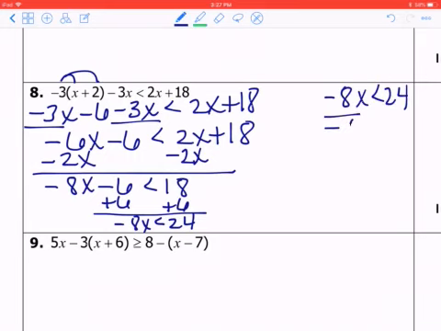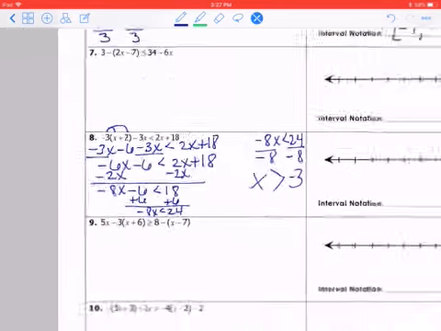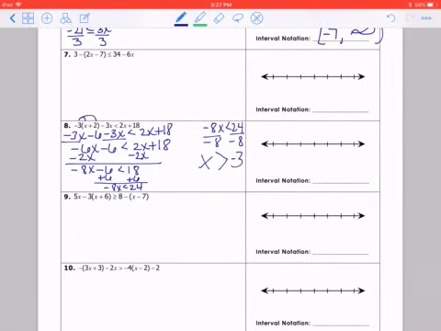Okay. My last step is to divide by a negative, and because I divided by a negative, I need to flip my sign, and I will get negative 3. Graph it on your number line. It's an open circle, and it is going to the right. I started at negative 3, but because it's open, it's negative 3 in a parentheses, and it goes on forever.